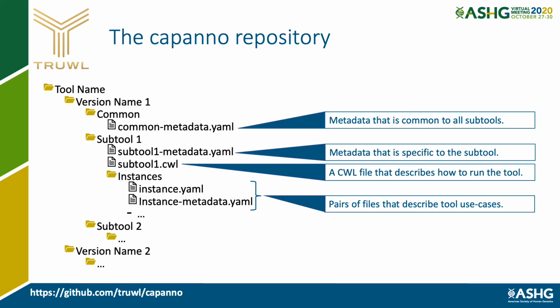We store files that describe methods in a repository called Compano that's organized as shown. For each tool, there's a top-level directory and subdirectories that allow different versions of the tool to be described. In the version directories, there's a directory called Common that contains information that's shared by all parts of the tool. Then each subtool has its own directory that contains a metadata file that is specific to the subtool and perhaps a common workflow language or CWL file that describes how to run the tool. There's also an Instances folder in each subtool directory that contains pairs of files that describe tool use cases.